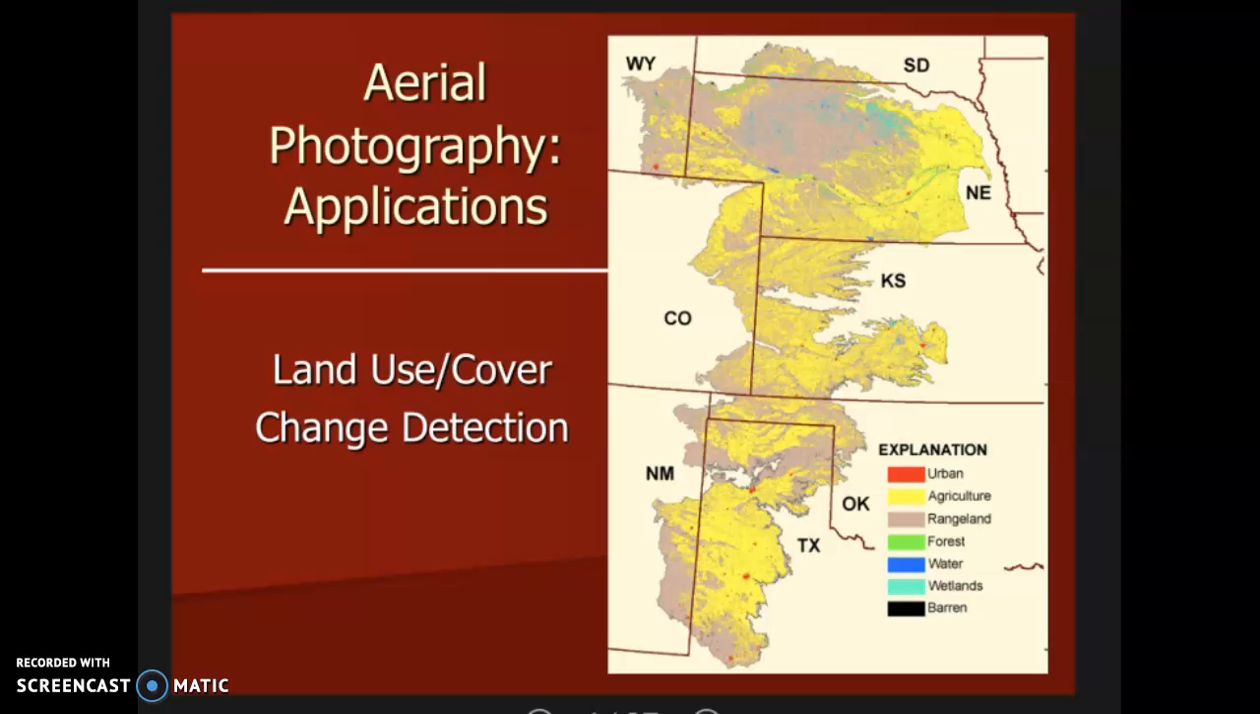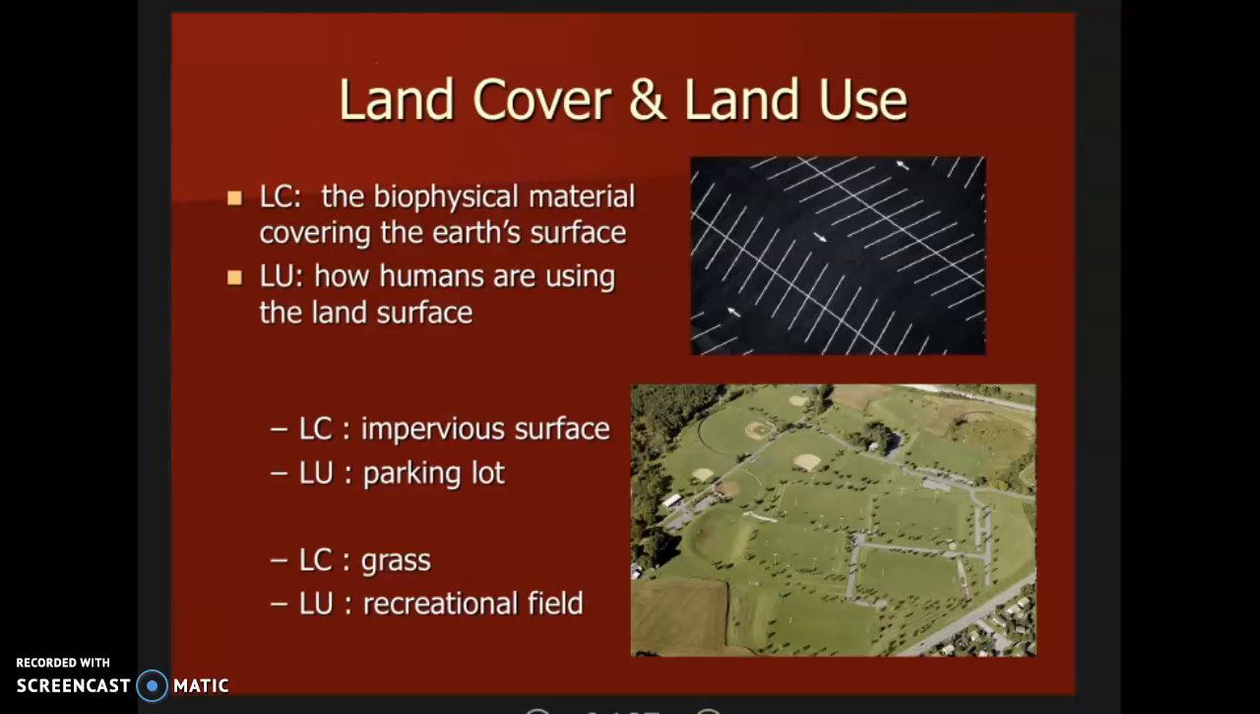Okay, so land cover, what I will call LC as a notation for the rest of these slides, land cover is the actual material that's covering the Earth's surface in that spot. So it's the biophysical material. Land use is how humans are using that land cover, that land surface. So let's show an example here.